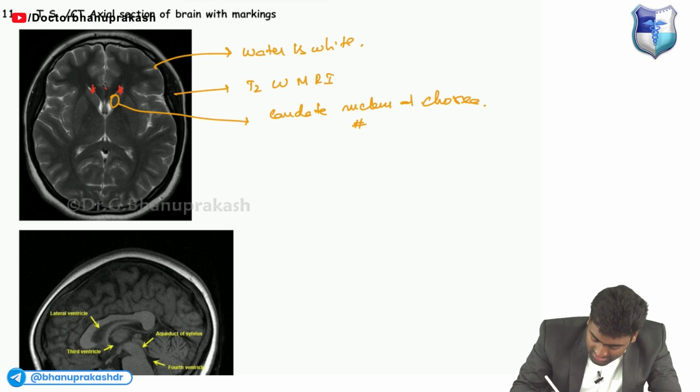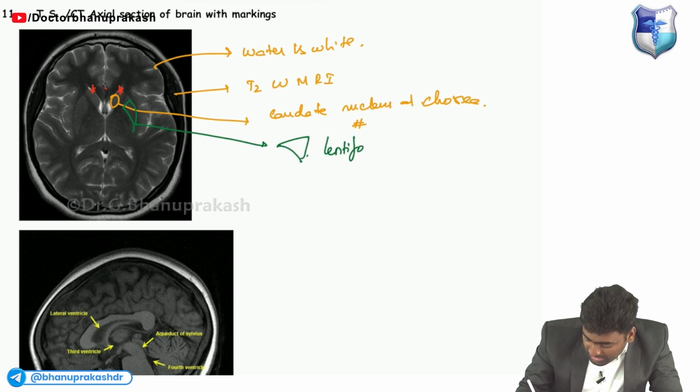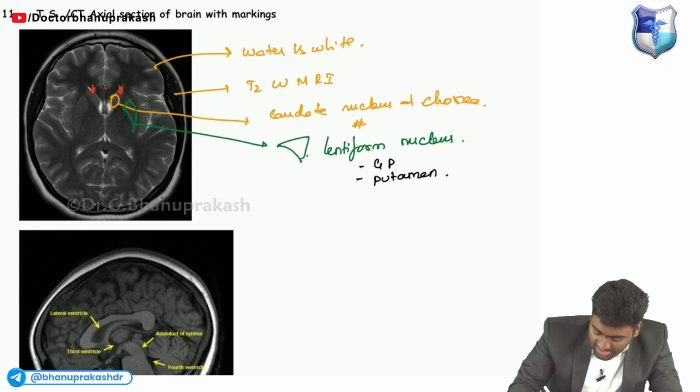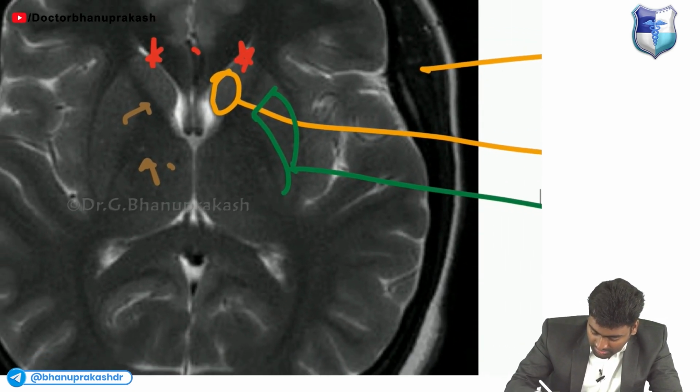And next, if you are able to see this structure which is lens shaped, this lens shaped one, this is the lentiform nucleus. And we know the lentiform nucleus has 2 components, the globus pallidus and the putamen. Next, if you are able to see this one, this black one, right?